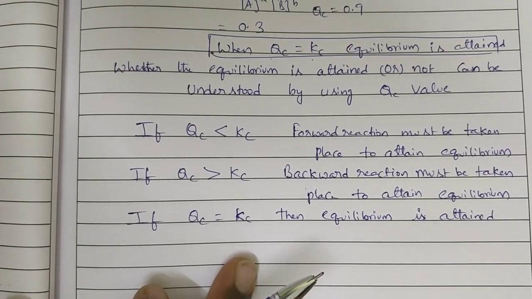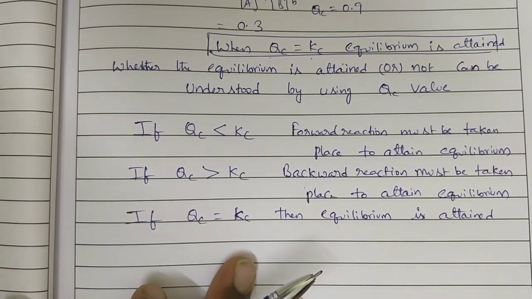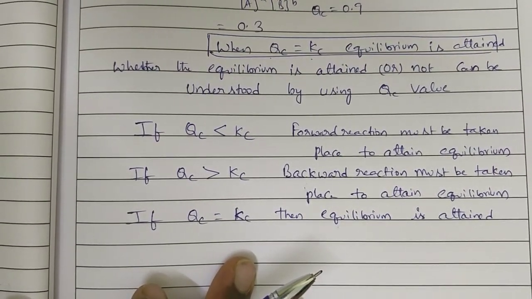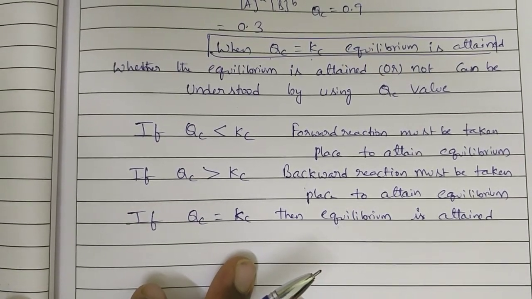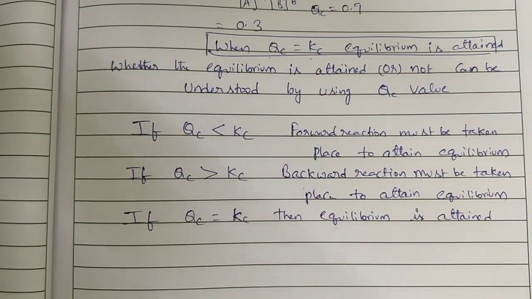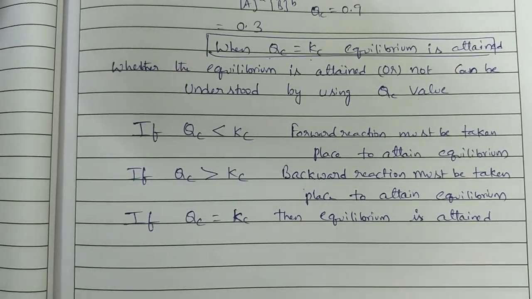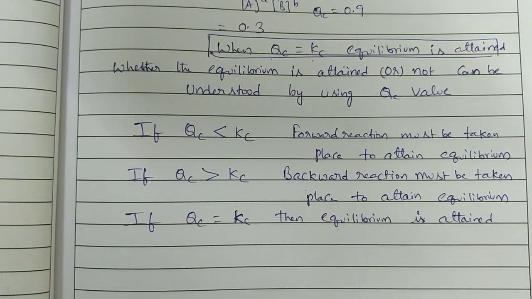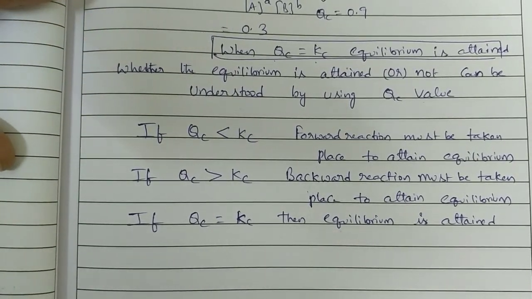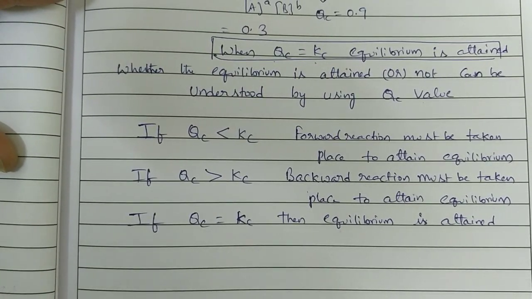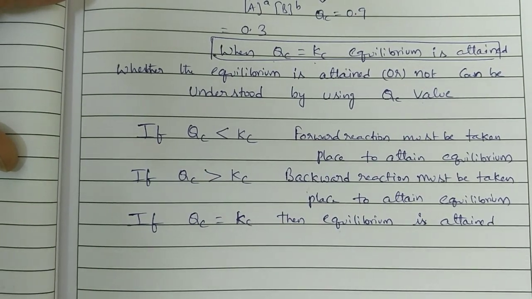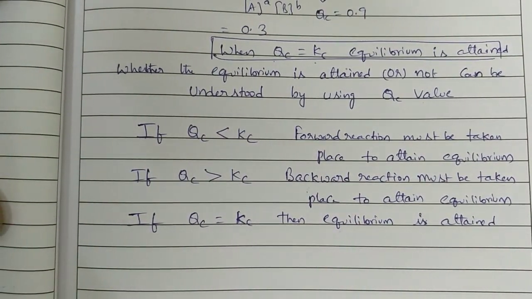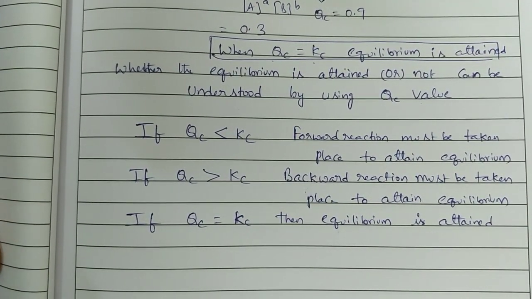Okay, in the next class we will see factors affecting equilibrium constant or equilibrium. In what way we are going to see those factors, all those things we will see in the next class. By two more classes, the next class and one more after that, we will complete chemical equilibrium. After completion of chemical equilibrium we will start ionic equilibrium.